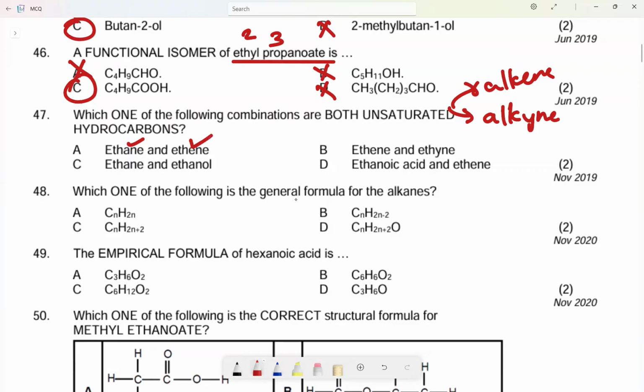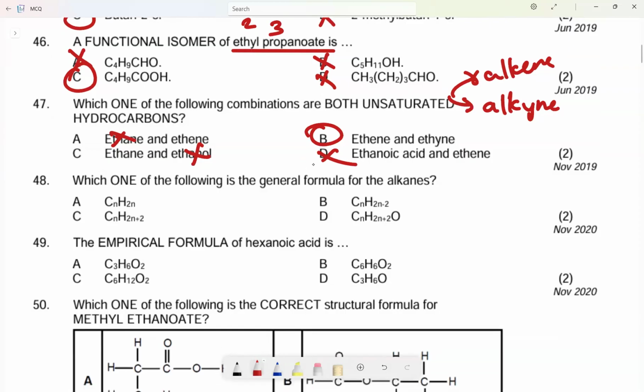What is ethene? Ethane is an alkane, and an alkane is saturated, so this one is wrong. Ethane and ethanol are saturated, so it is wrong. Ethene and ethyne, very correct. Remember, it should be an alkene and an alkyne. Ethanoic, no. B is the correct answer.